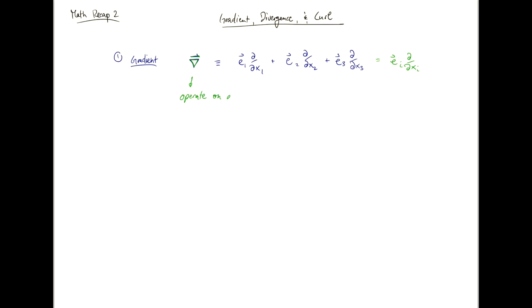Now this is obviously a vector, and if you operate your gradient operator on a scalar field, you get a vector as a result. Namely, say we operate on a field phi, then you write this as e_i dphi/dx_i. So this is the gradient of the scalar field phi, which generally is a function of space and time.